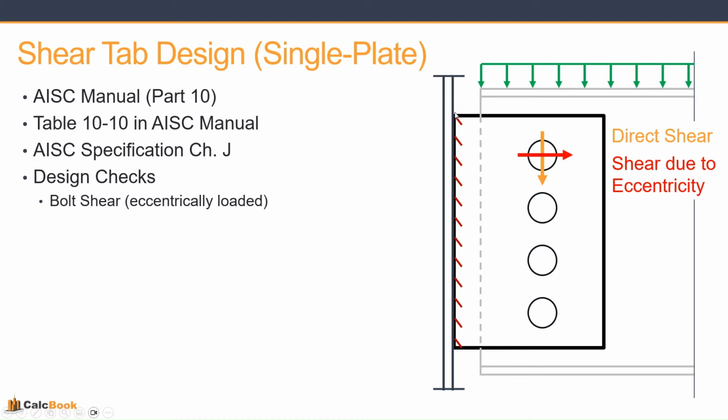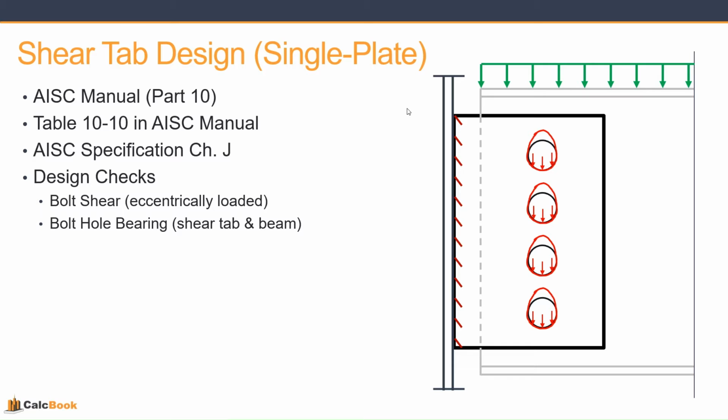In the tables, they have a value that you can use. It's a C value, the coefficient for eccentrically loaded bolts. But for CalcBook, we just calculate the polar moment of inertia and apply our eccentricity that way, and calculate the force on the most critical bolt, the outermost bolt. We'll take a look at that when we get into the calculation later.